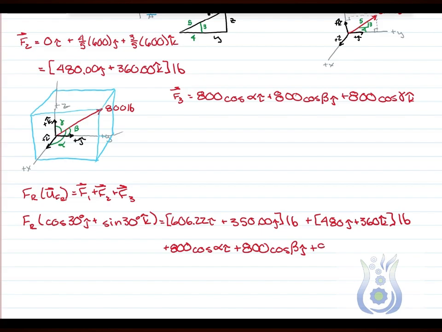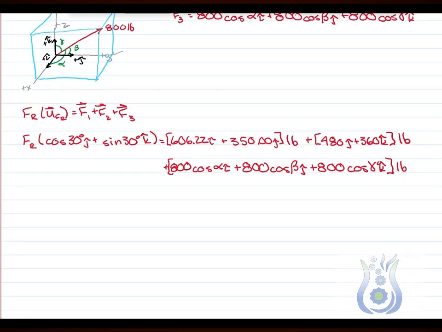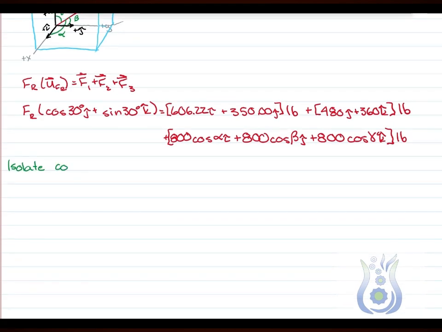And then lastly, our vector f3, which is 800 cosine alpha i caret plus 800 cosine beta j caret plus 800 cosine gamma k caret, all in pounds. Now we're going to isolate the components and solve. If there's only one unknown, of course, we can complete the solve, or we can just reduce it and solve later.